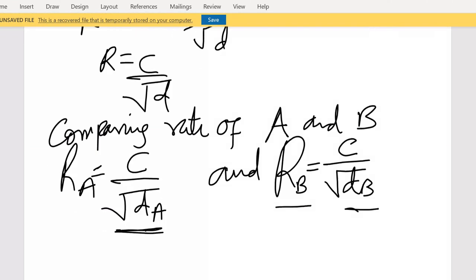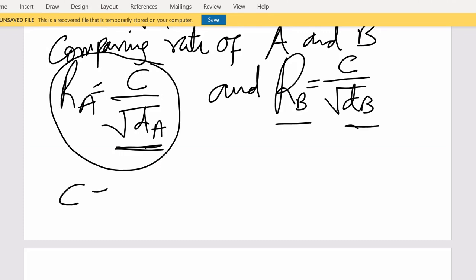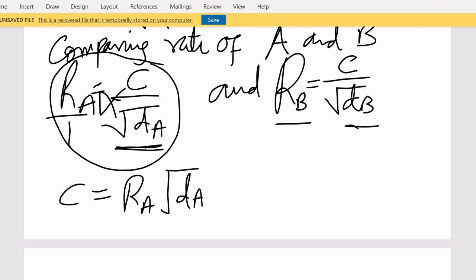Now at this point, you can see if you make C, which is the proportionality constant, the subject of the formula, you will have C is equal to RA root dA. Because this is the same as over 1, so you cross multiply.